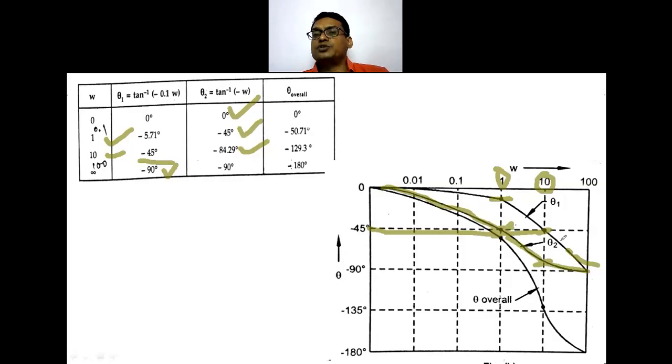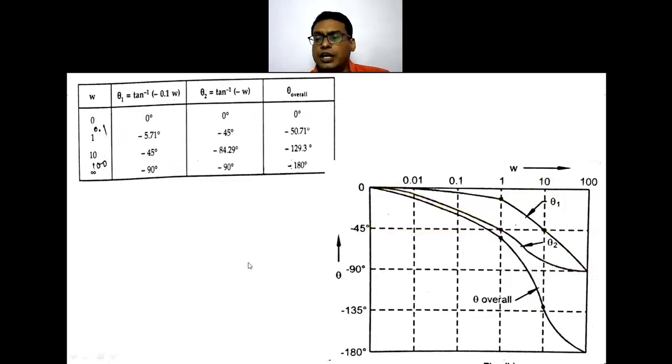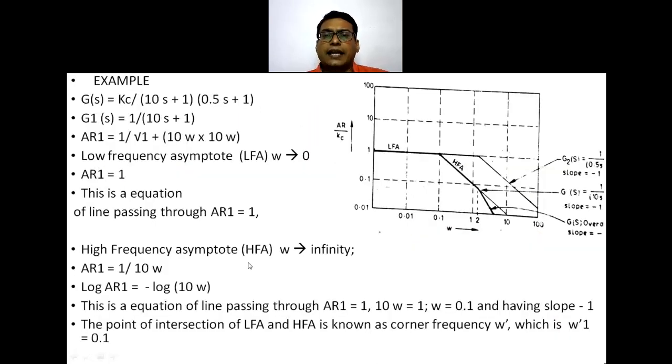Now it has to be added. So overall theta becomes equal to 0 plus 50.71 for omega equal to 1. Then for omega equal to 10, this value is minus 129.3. And then finally minus 180 for omega tending to infinity. So this is how you have to plot the phase angle and the amplitude ratio.